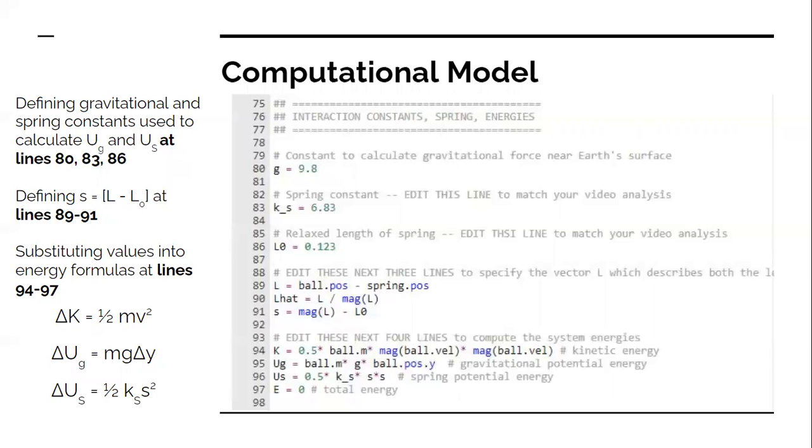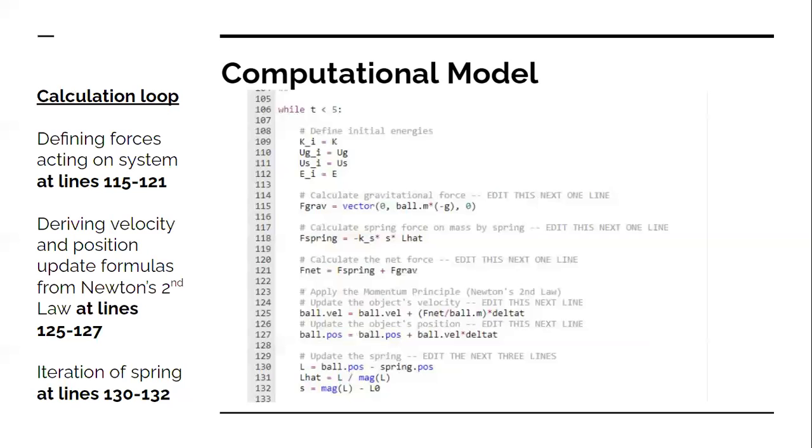And also we need to define s. We know that s is the magnitude of L minus L naught. We already have L naught defined, so we also need to define L and L hat. L is equal to the ball's position minus the spring's position, and L hat is equal to L divided by its magnitude. We also need to define, at lines 94 through 97, the energy formulas for kinetic, gravitational potential, and spring potential energy, which we do and input the values that we've already defined, and also set our total energy equal to 0.